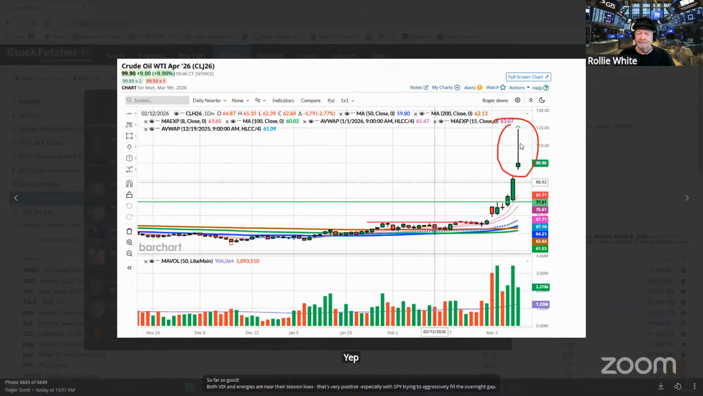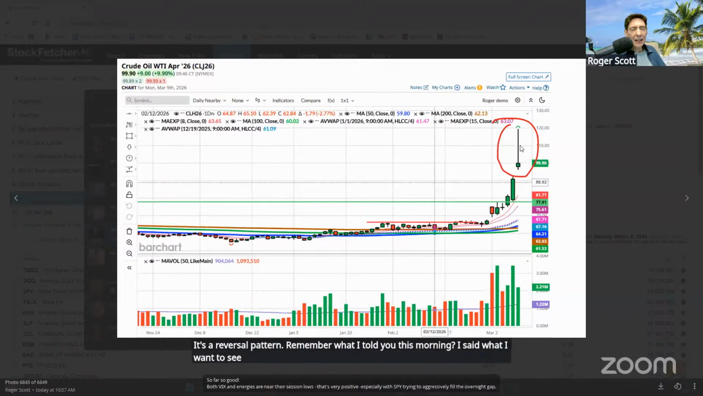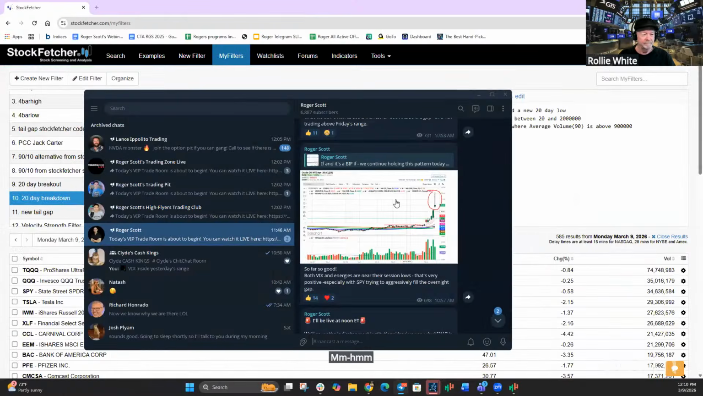Yep. It's a reversal pattern. Remember what I told you this morning? I said what I want to see at the end of the day is I want to see crude oil finish just like this. And what I would really like to see is crude oil come into this range. I've said it more than once.